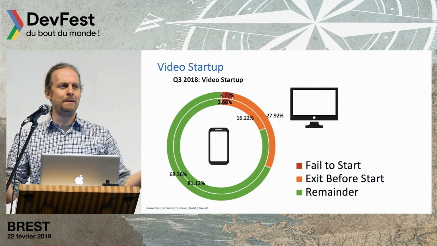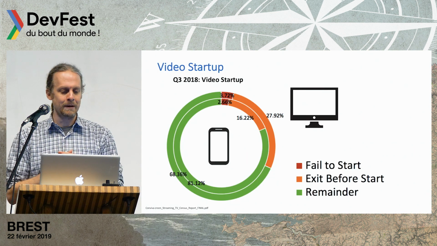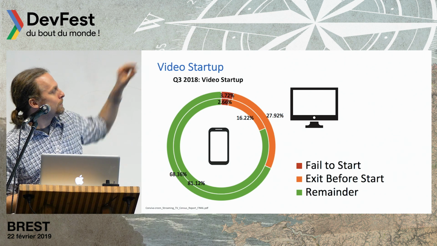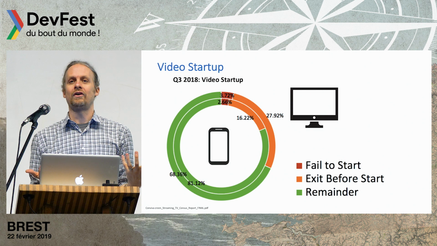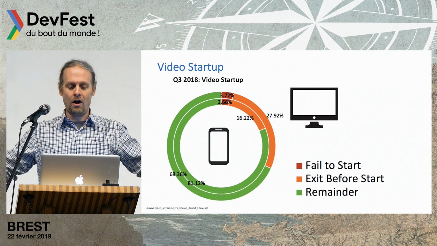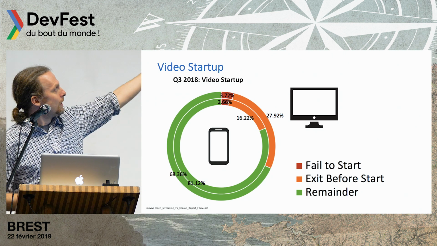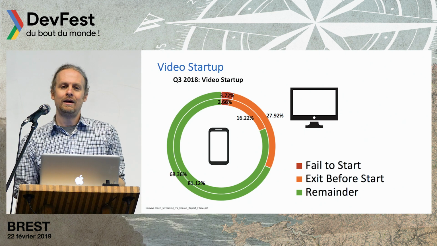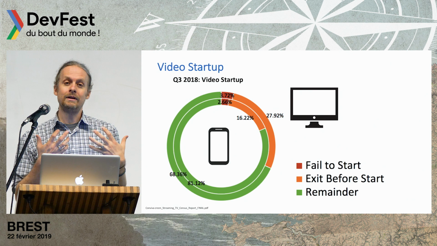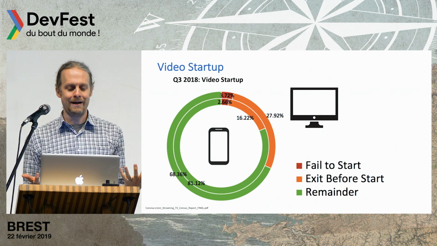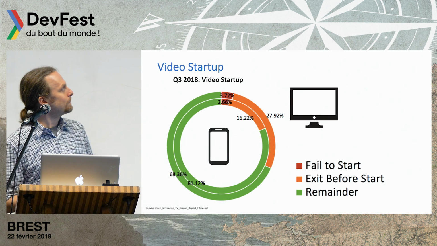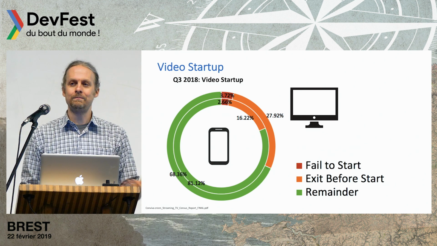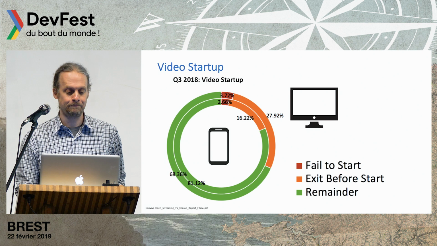But what's really interesting is this is actually a pretty significant problem. Conviva is one of the biggest analytics companies for video streaming. And they found that on mobile and on desktop, about 3% of all videos fail to start. They just don't start at all. And then you can see in yellow here, or it's sort of orange on this screen, 16% on mobile, people exit the video before it starts playing. And on desktop, it's up almost at 27%. So what's going on here? Why are people not seeing the video start?